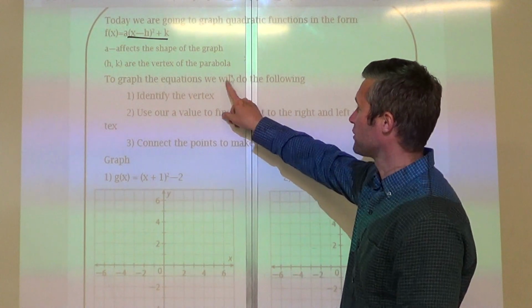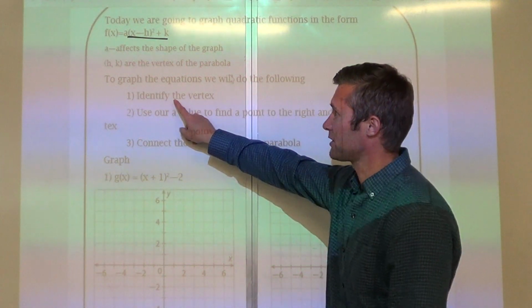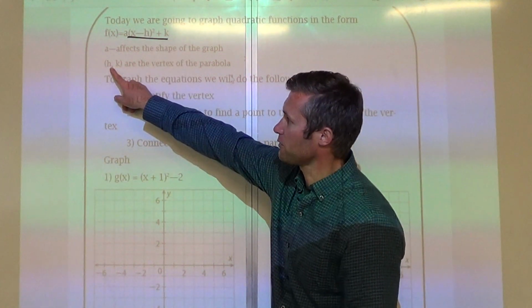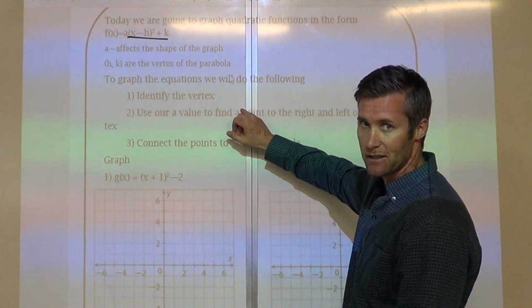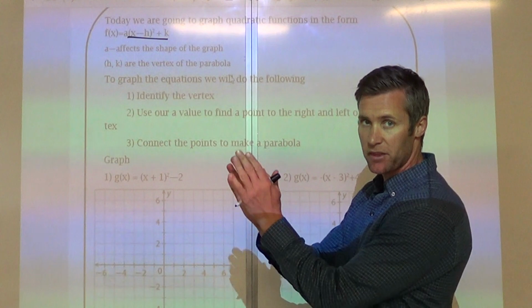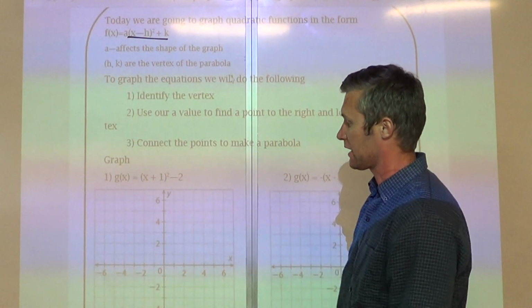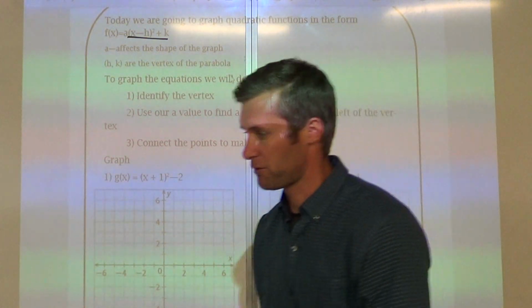To graph the equation, this is what we're going to do. We're going to identify the vertex, which is our h and k value. So h and k are the vertex. We're going to use the value of A to determine the width of it. And then we're going to connect the points as we go forward from there.